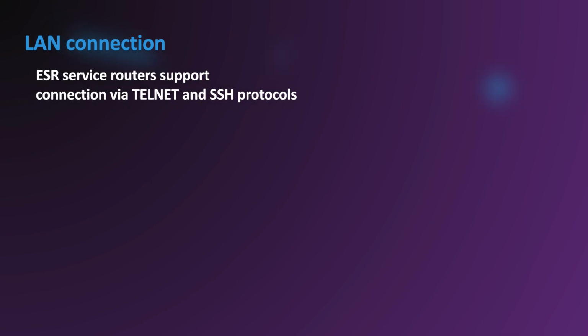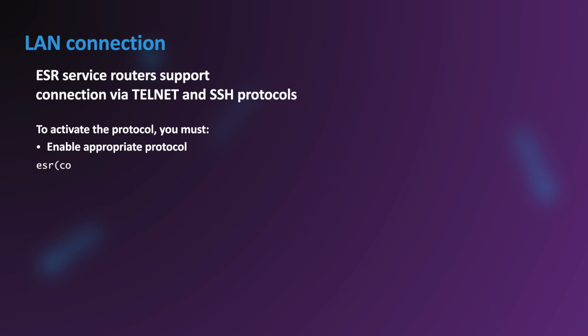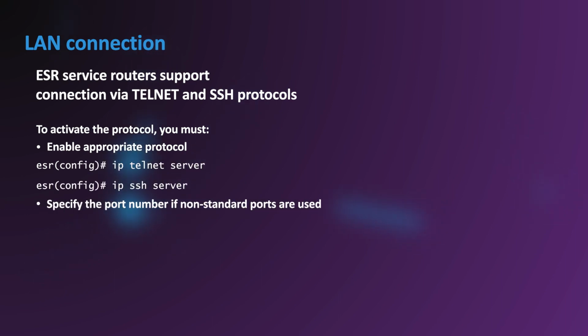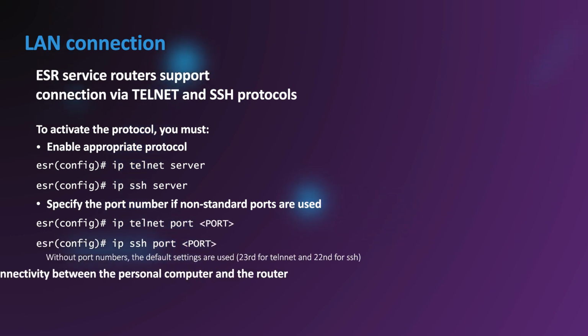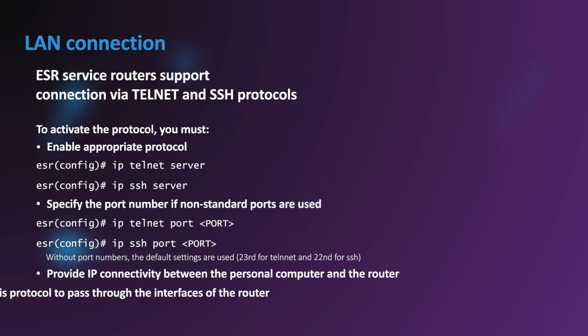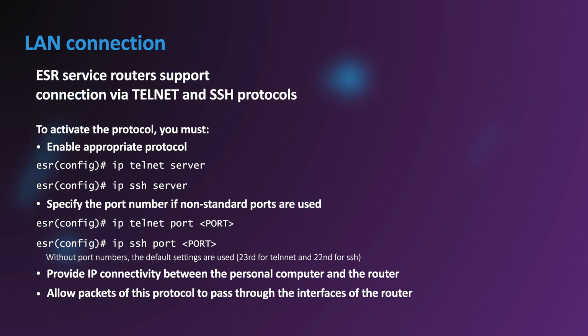You can connect remotely using Telnet and SSH protocols. To do this, the following settings must be made on the router. IP connectivity is provided between the administrator's computer and the router. Processing of the packets of the corresponding Telnet or SSH protocol is allowed. The corresponding Telnet or SSH server is enabled.